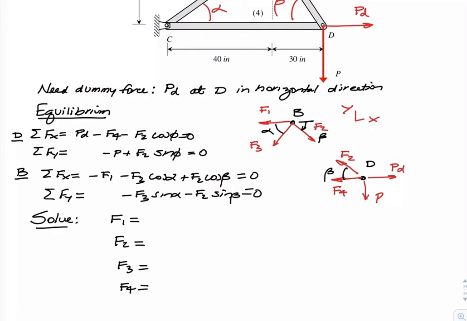So what I have for F1 is going to be P times cotangent beta plus cotangent alpha. F2 will be P divided by sine beta. F3 is going to be minus P over sine beta. And F4 will be my dummy force PD minus P cotangent of beta.